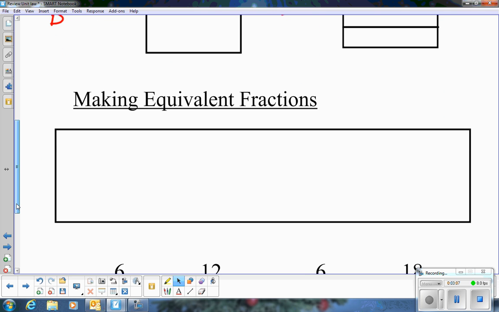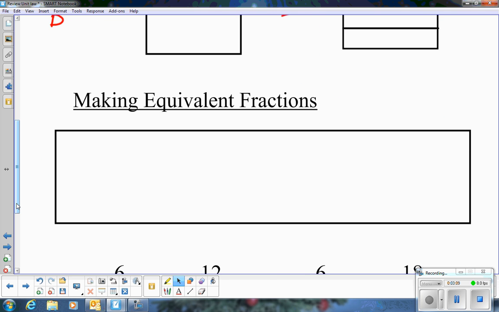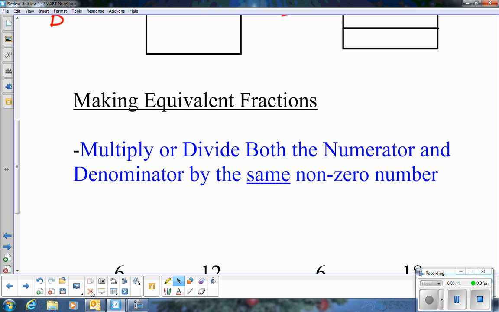Really quick, we know how to make equivalent fractions. You're going to either multiply or divide both the numerator and the denominator by the same non-zero number. If you're going to multiply it by 2 on the top, you've got to multiply it by 2 on the bottom. If you're going to multiply by 3 on the top, you're going to multiply by 3 on the bottom. If you're going to divide by 2 on the top, you have to divide by 2 on the bottom. If you don't do that, your amounts aren't going to stay the same.